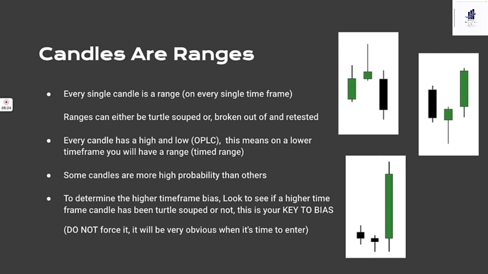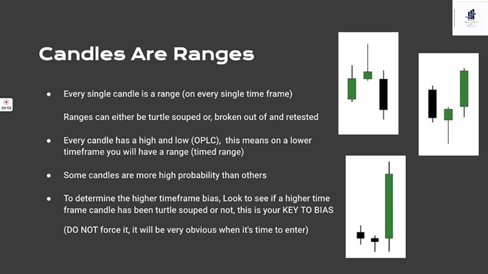Every single candle is a range. Ranges can either be turtle souped or broken and retested. Every candle has a high and low. So open, high, low, and close, or open, low, high, and close. This means on a lower time frame, you will have a range, a specific timed range. This is very important. Some candles are more high probability than others. These are the specific times of day that you need to be looking for.